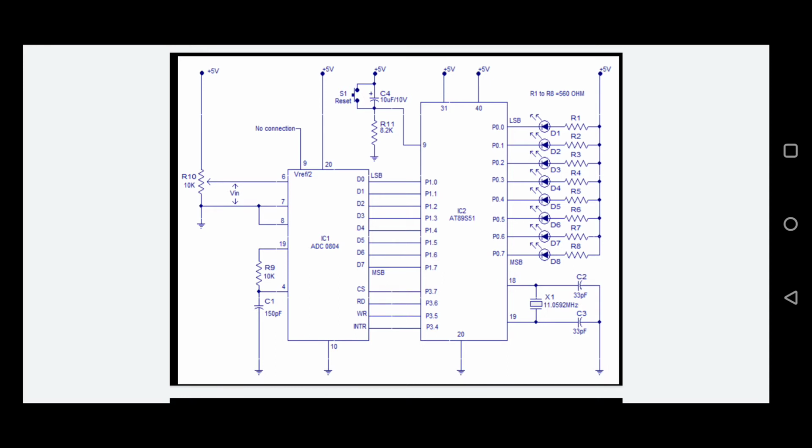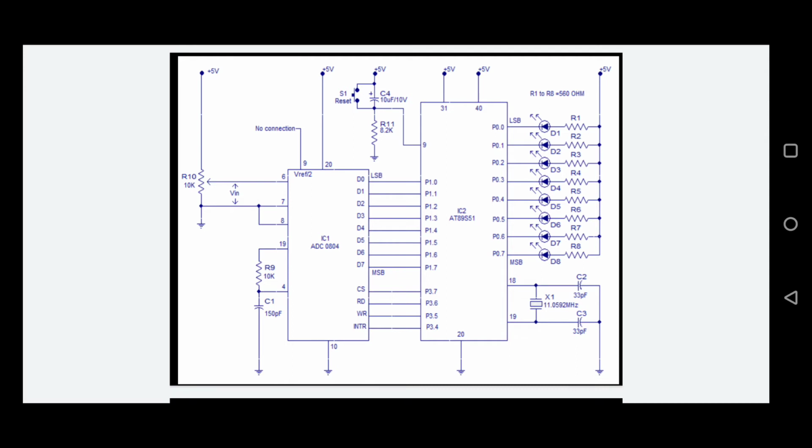Okay, for example, if the analog input voltage Vin is 5 volt, then all the LEDs will glow, indicating 1 1 1 1 and so on, up to 8 ones. If the input is 5 volt, all the port 0 pins have binary value 1, so the LEDs will glow. Suppose the input is 0 volt, then all the values must be 0 and the LEDs are not glowing. So this is some sample output of the ADC, using the 8051 microcontroller.